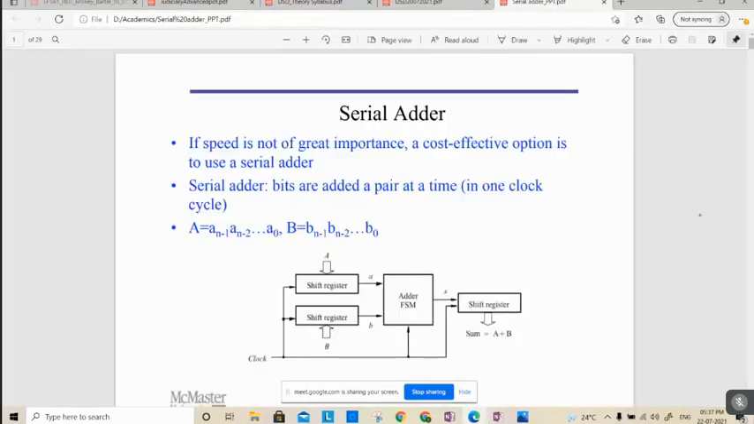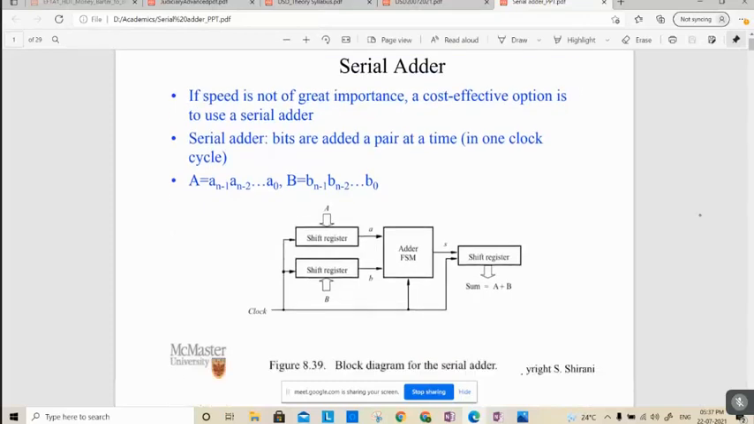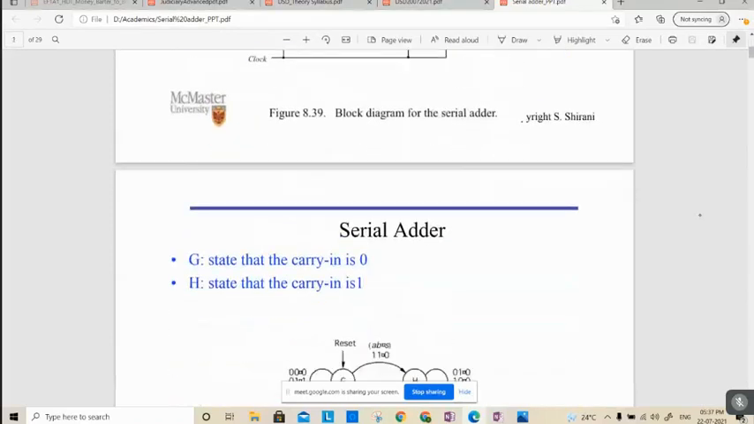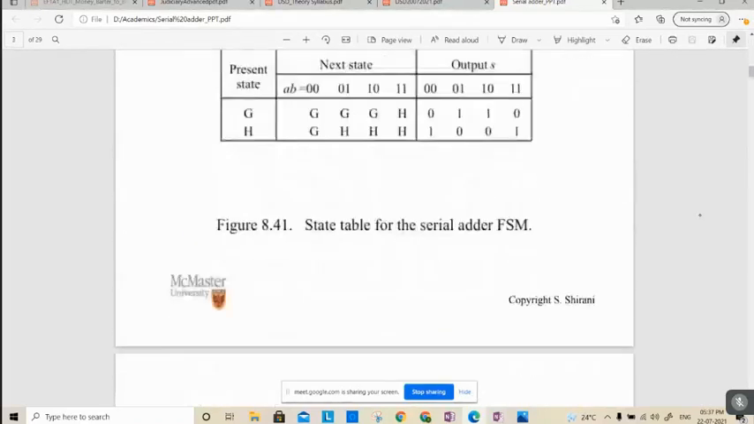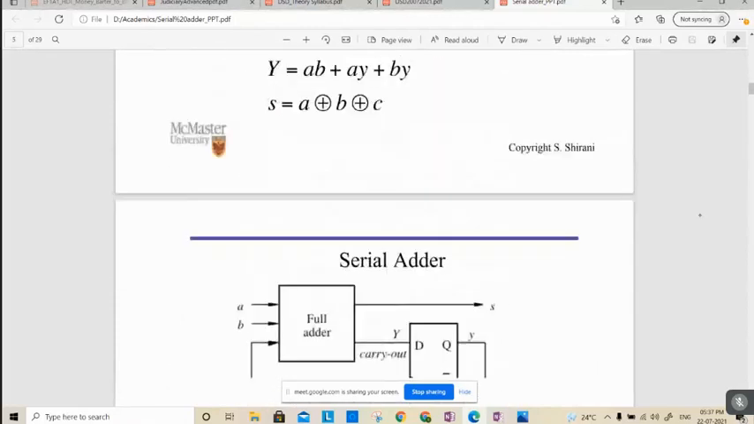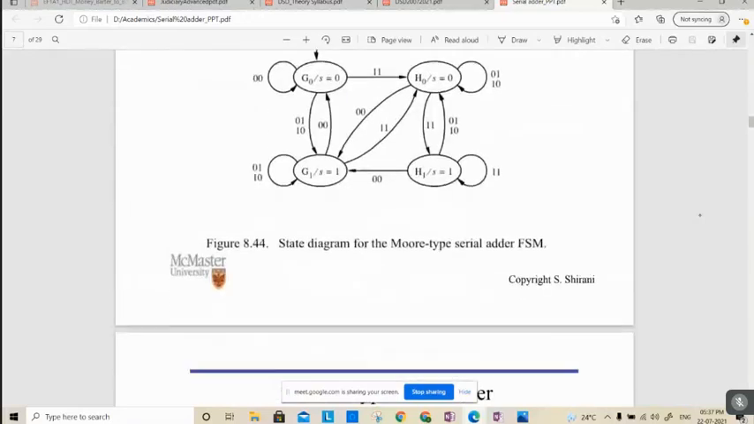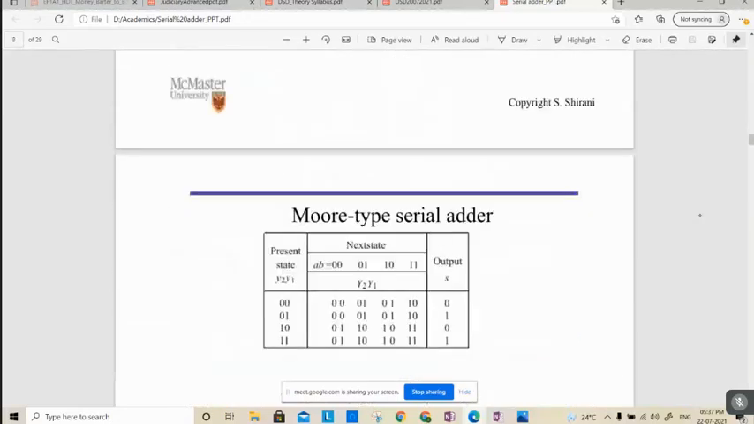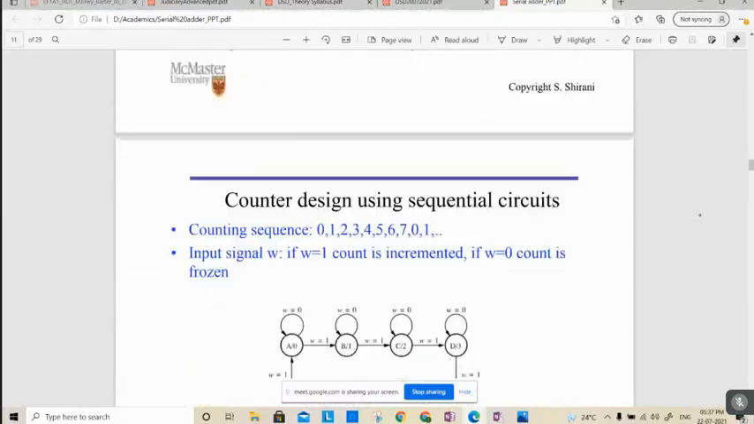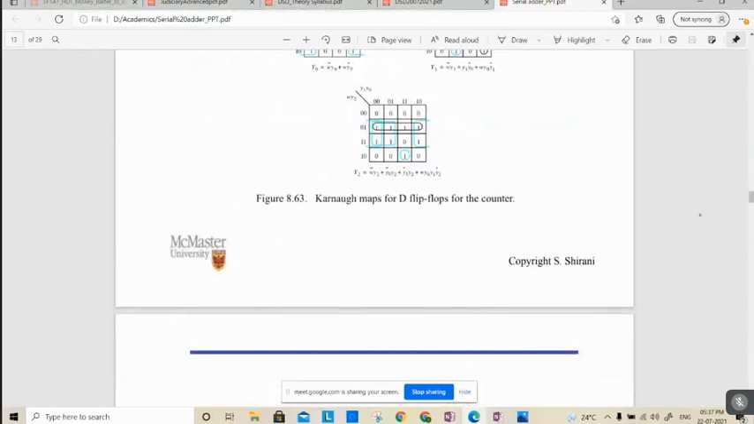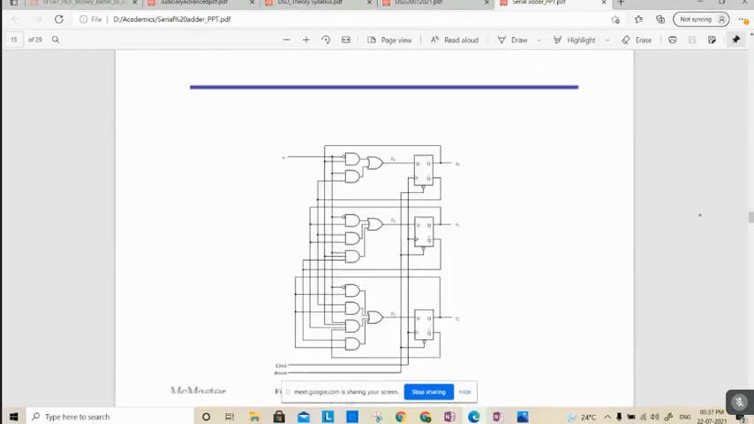Then I got a good PDF also, PPT also. I'll be sharing this with you. You please go through this once. So there are some other problems in this. You please go through Mealy machine and Moore machine.